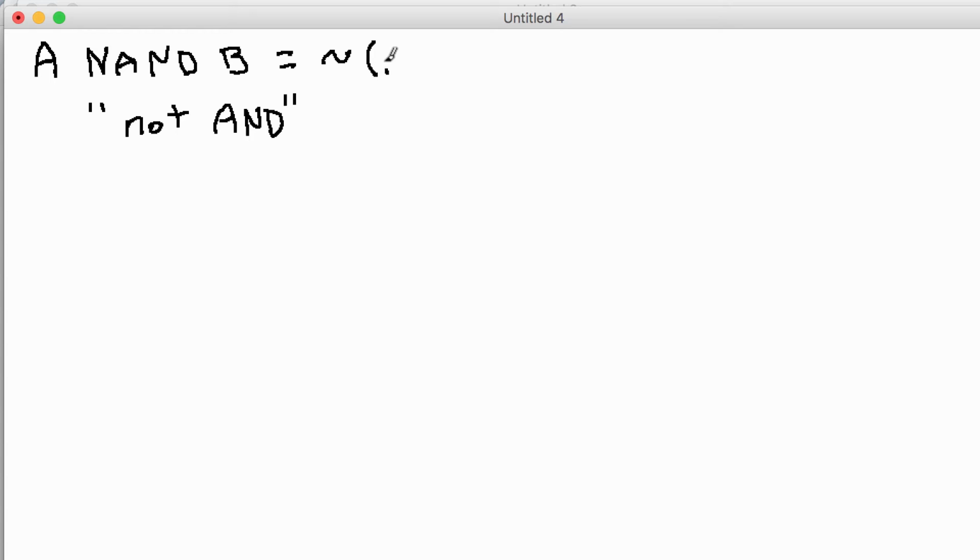I'd like to talk about another interesting logical connector, and it is called NAND. So I come over here and I'm going to say A NAND B. And NAND just means not and. So A NAND B is equivalent to saying not (A and B).